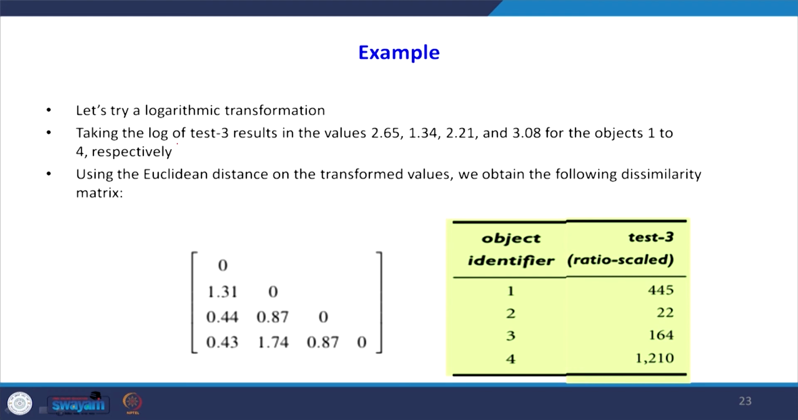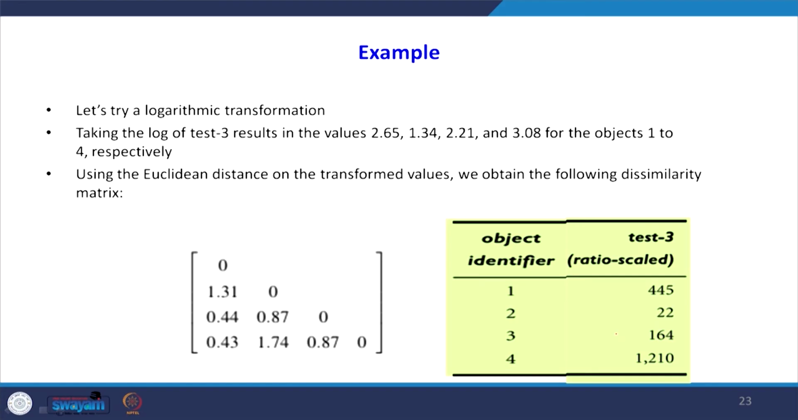Taking the log of test 3 results in the values becoming 2.65, 1.34, 2.21 and 3.08 for subjects 1, 2, 3, 4 respectively. When you look at this, after taking log transformation, the value is compressed. See, that is scaled down. That is the purpose of scaling. So, instead of using 445, you can use 2.65, it is easy to handle. Instead of using 22 for cluster analysis application, you can use 1.34. The benefit of taking log is that it is compressed in a smaller scale.